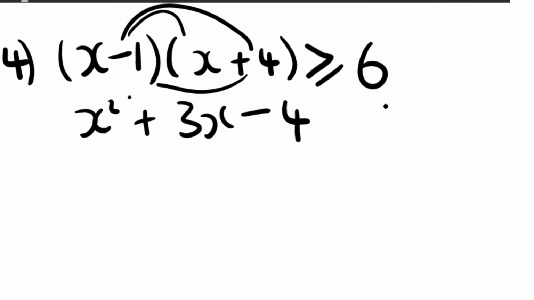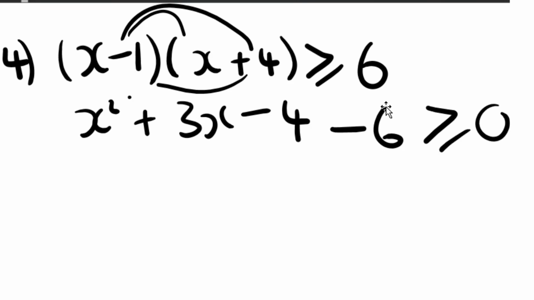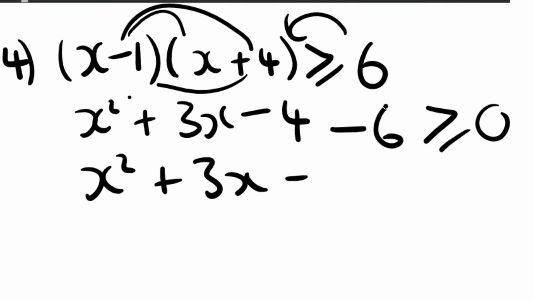And then we bring 6 to the other side. It was positive, so it will be negative 6 on this side, greater than or equal to 0. When 6 jumps, changing the sign, the inequality sign remains the same. The inequality sign changes only when you are dividing or multiplying by a negative. I hope it's clear. And now this will be x squared plus 3x minus 10, greater than or equal to 0.